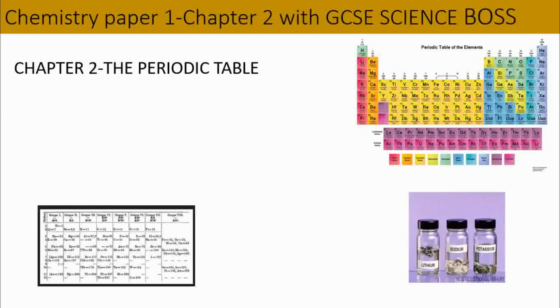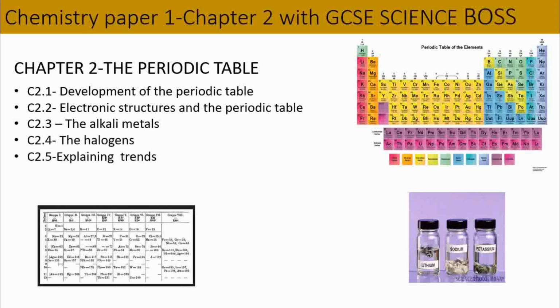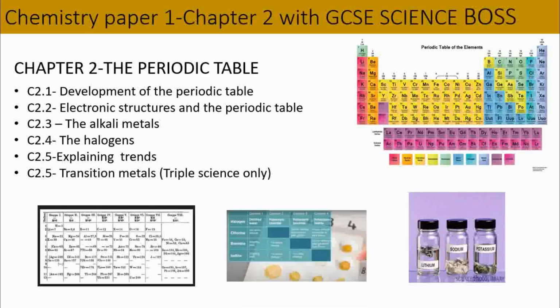Now, in today's video, we're going to be looking at chemistry paper 1, chapter 2, which is entitled the periodic table for the AQA science board. Okay, so there are quite a number of topics to get through, so let's get started. So, we're going to be looking at the development of the periodic table, electronic structures and the periodic table, the alkali metals, the halogens, explaining trends, and for my triple science students in this chapter we're looking at the transition metals. Okay, and that's for triple science only. Okay, good. So let's get started.